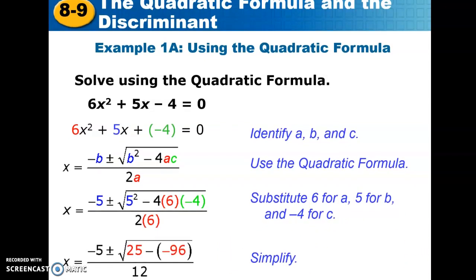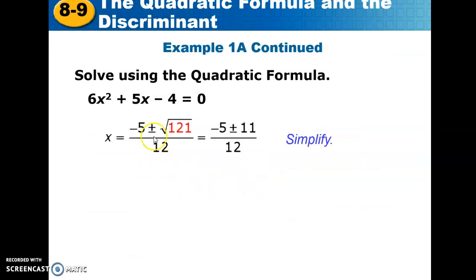Sorry, this is kind of cut off here. Let me fix that. Obviously 2 times 6 is 12. 5 squared is 25. If you take 4 times 6 times negative 4, this actually becomes a positive 96. Okay, so see how we're slowly whittling away at each of the problems, each of the numbers.